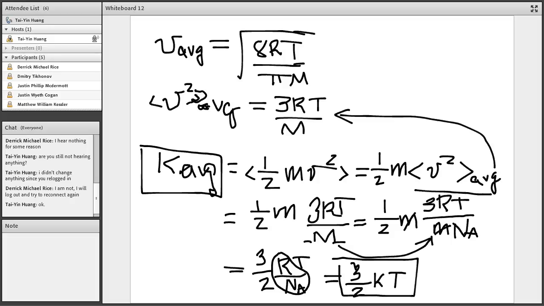So what does that mean? What it means is that regardless of which molecule you're dealing with, as long as they have the same temperature, the average kinetic energy will always stay the same.